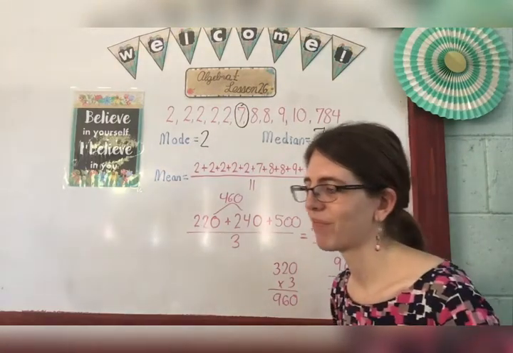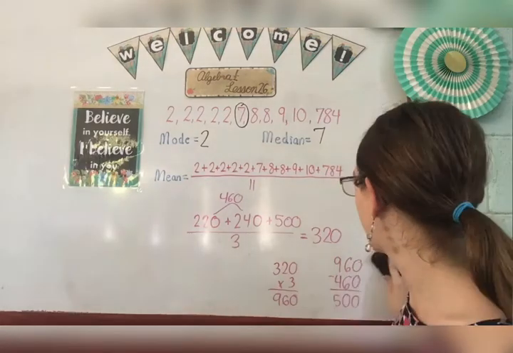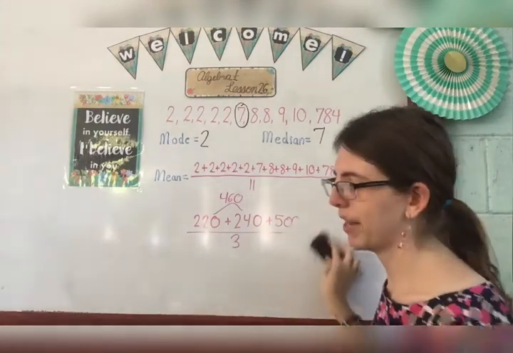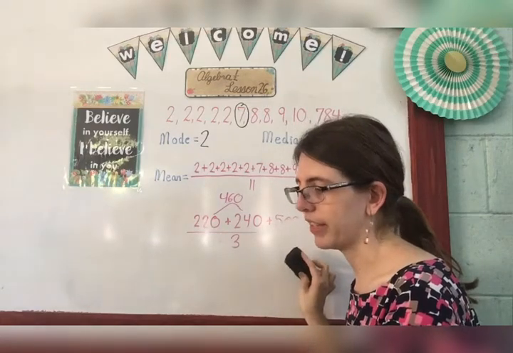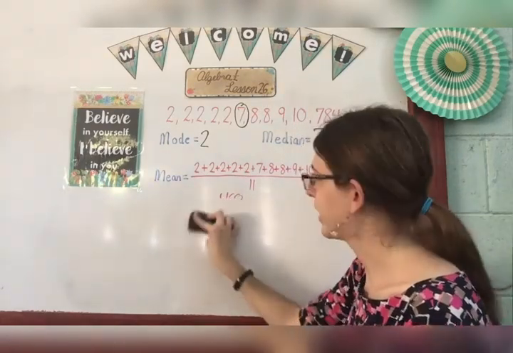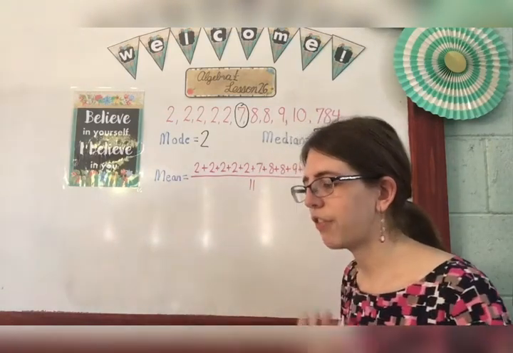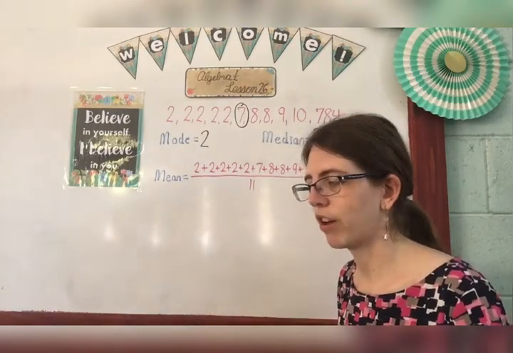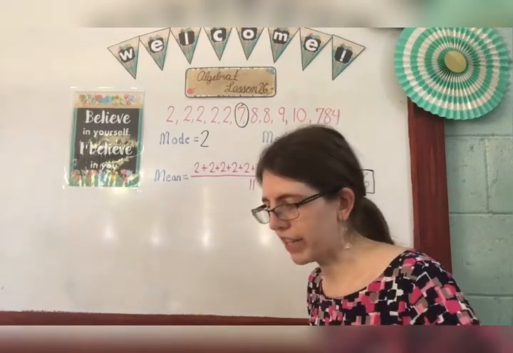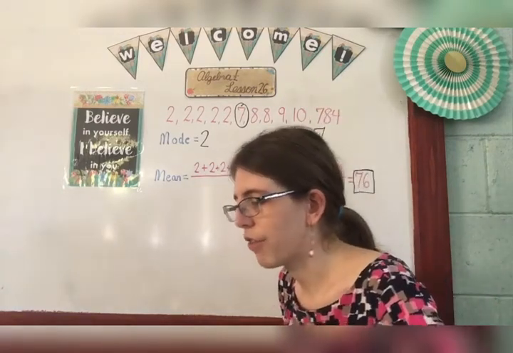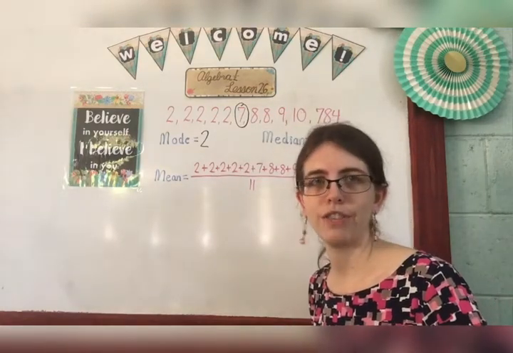Okay, let's look at your practice. We're gonna work on it together really quickly. So your practice reads, the height of the first of three buildings was 420 feet. The height of the second building was 380 feet. What was the height of the third building if the mean height of the buildings was 430 feet?